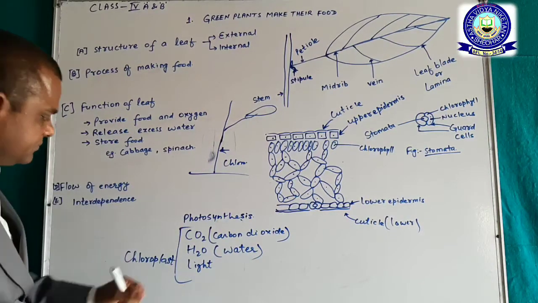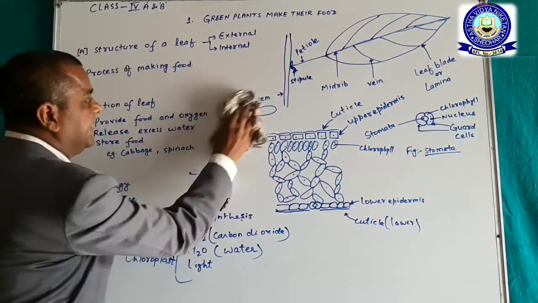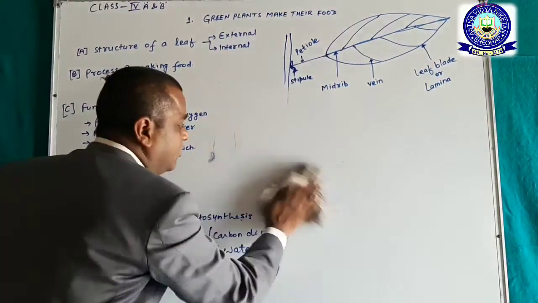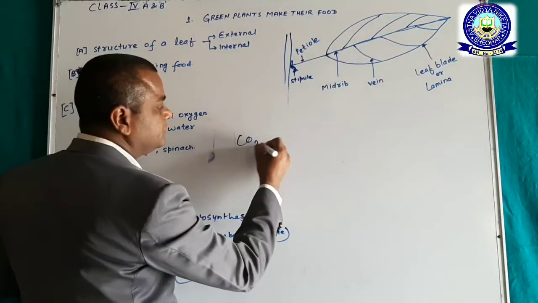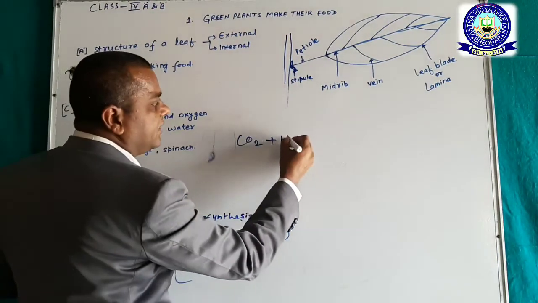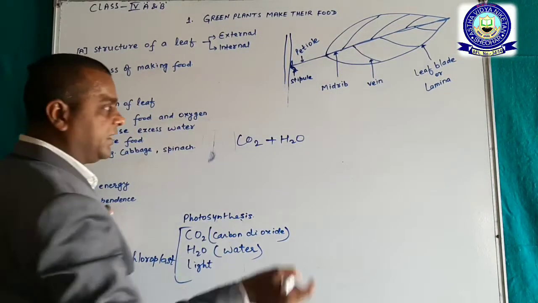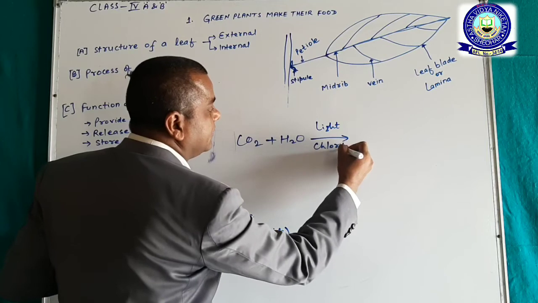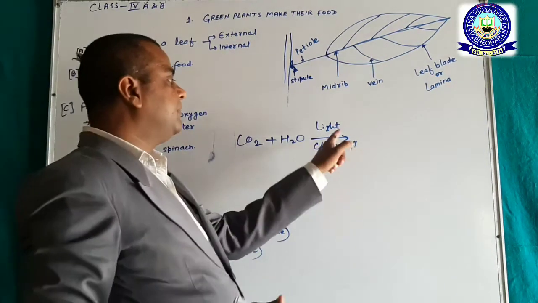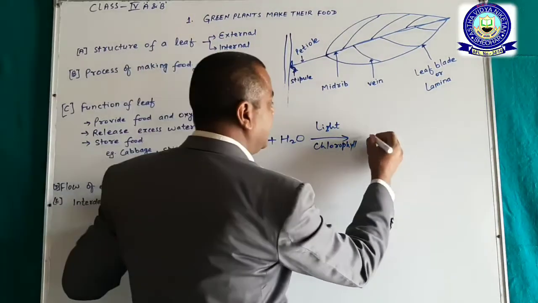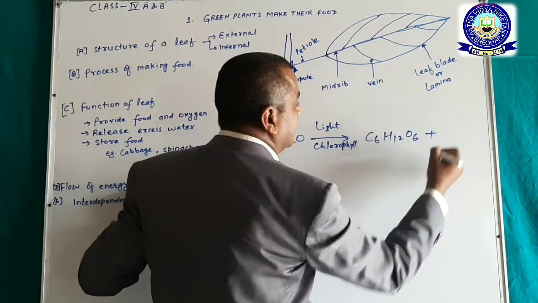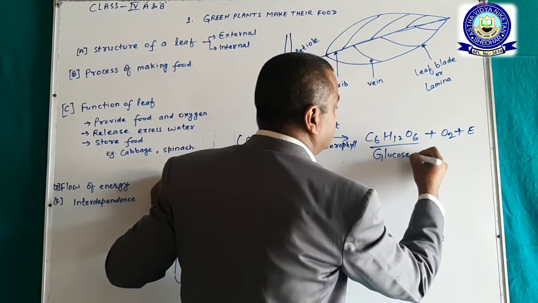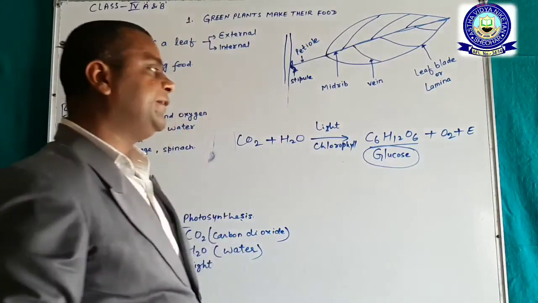Now how do they interact and form food in the form of glucose? See here, CO2 from the environment, water from the land, or you can say soil, then light, and here chlorophyll pigment. Chlorophyll pigment traps the light and converts CO2 and H2O into glucose and O2, plus energy. This one is called glucose, and it is stored and used by plants.